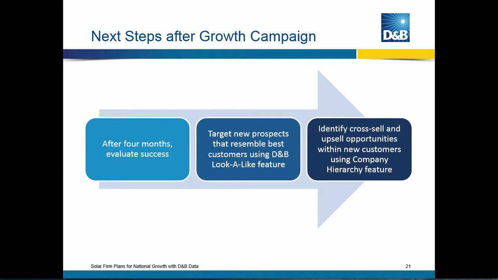Also, following on after this new growth campaign, they can come back after a few months or so, 3-4 months as it says here, they can target new prospects that resemble best customers using yet another D&B data set called the lookalike feature. And through this, they can identify cross-sell and upsell opportunities within new customers using the company hierarchy feature. So lots of power to grow the company within the combination of public data, D&B data, and Power BI.